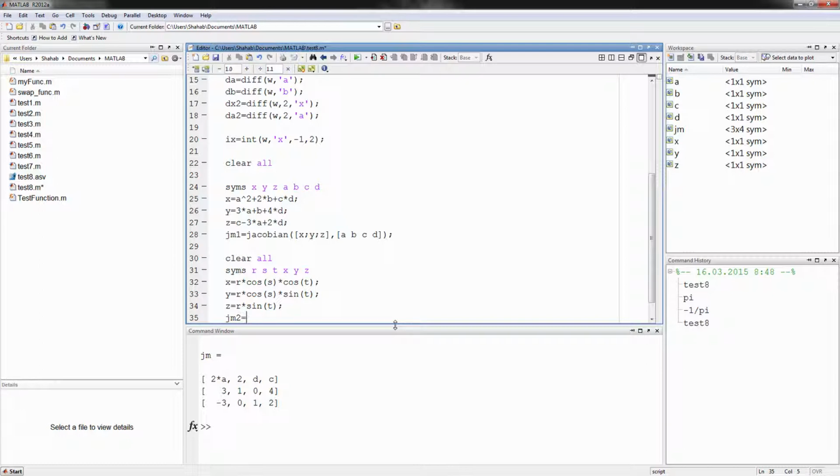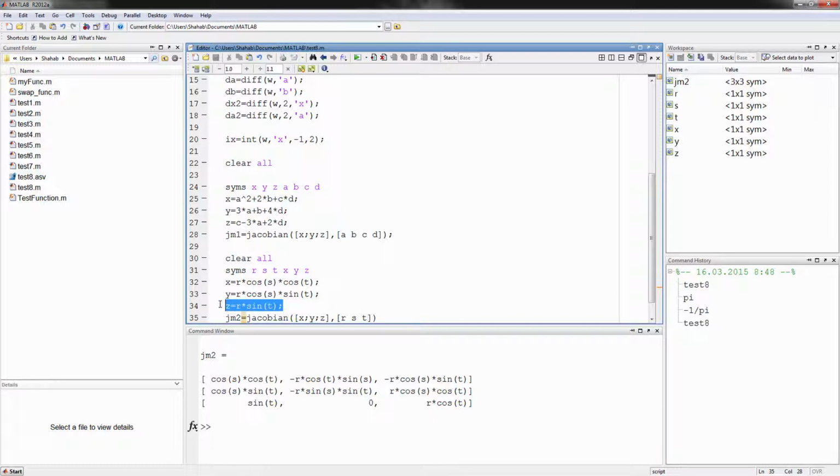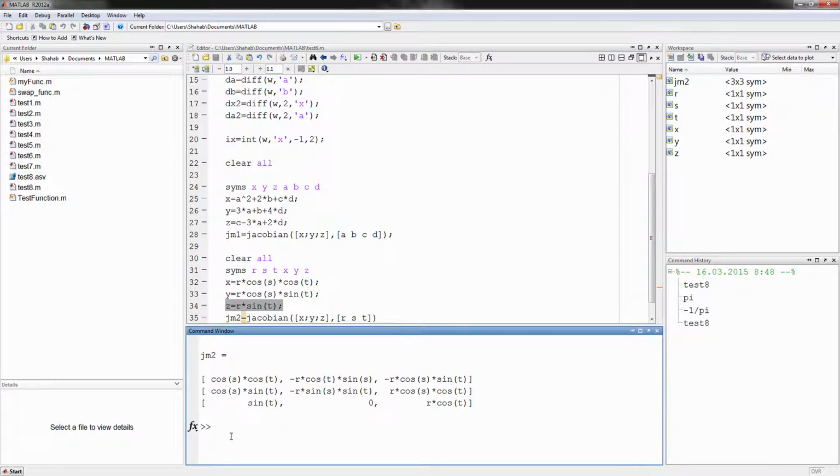The second one, the Jacobian matrix, is Jacobian of, let's say, x and y and z, and the derivatives are first with r, then s, then t. And if I run it, I will get a bit more complicated and bigger matrix. For instance, in the third row, we don't have any derivative with respect to s because we don't have any s, so the result is 0, and so on. Of course, you can play a lot with this Jacobian. You can calculate the Jacobian and give a value by using the eval and see the numerical number for this Jacobian matrix. I hope that you enjoyed today's lecture. Be seeing you in the next lecture.